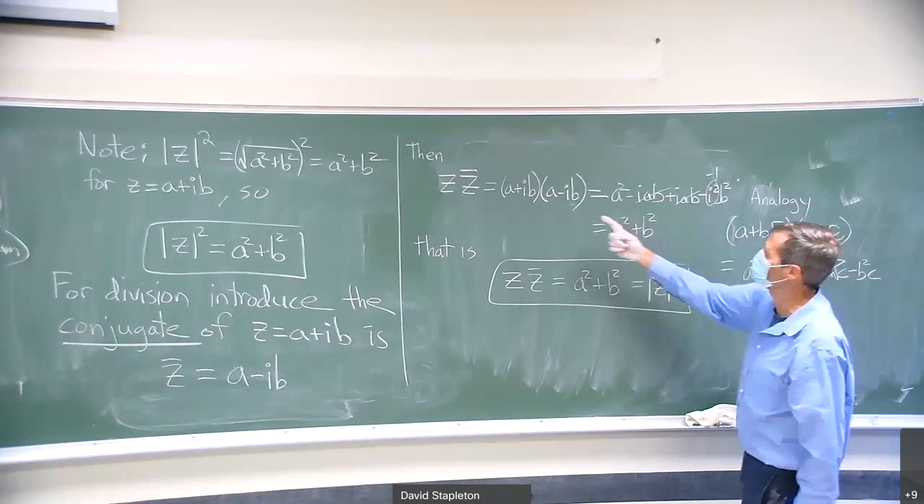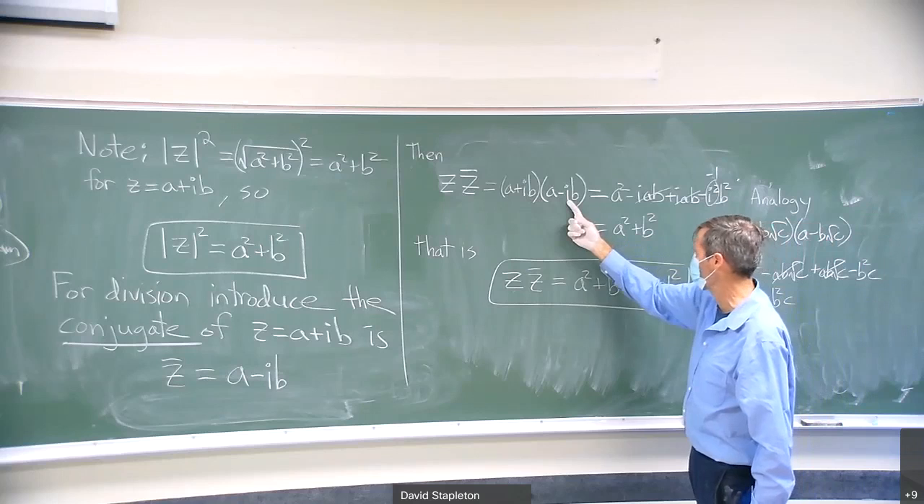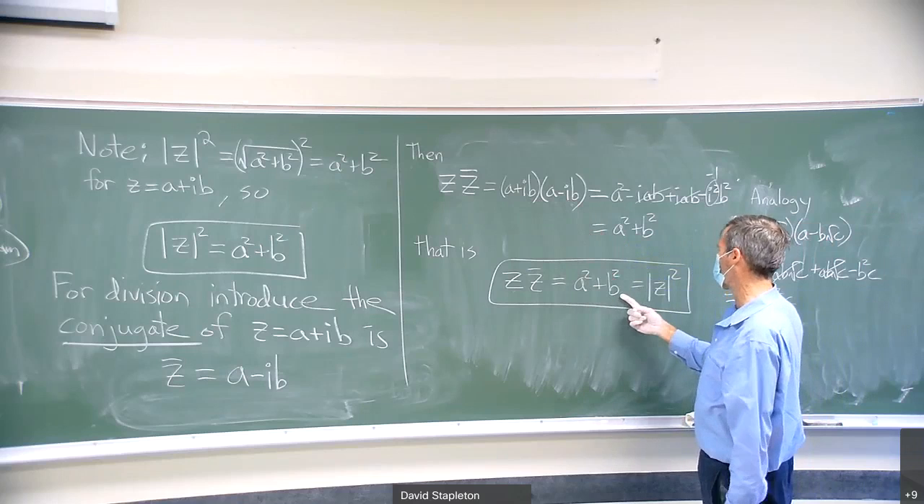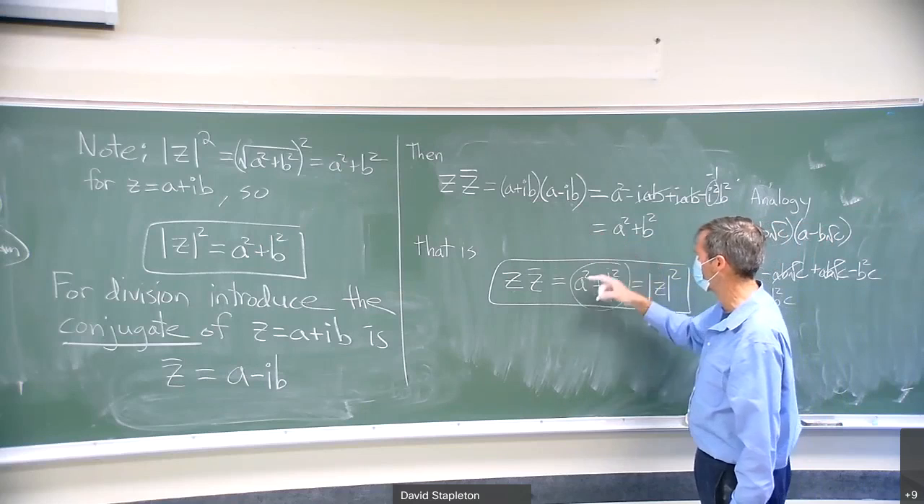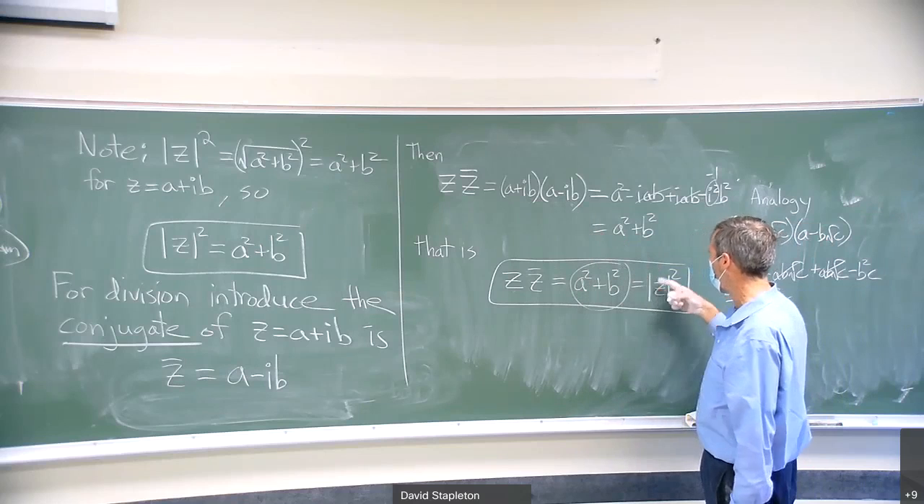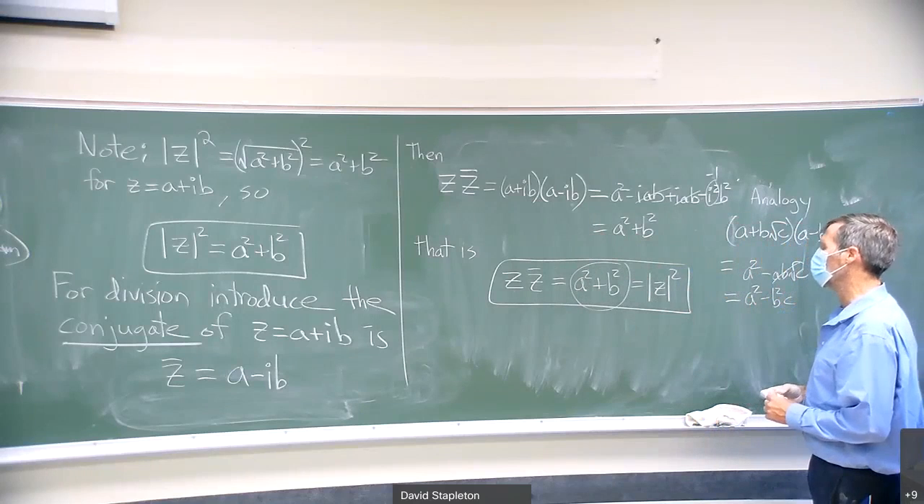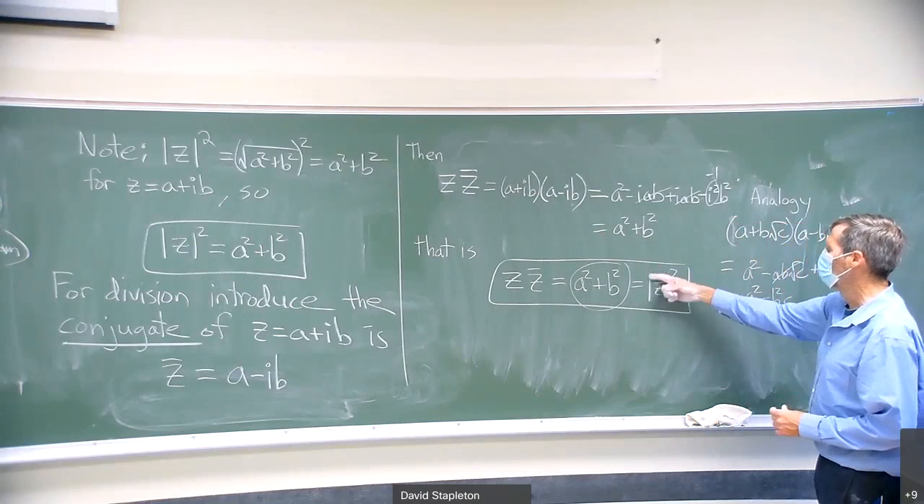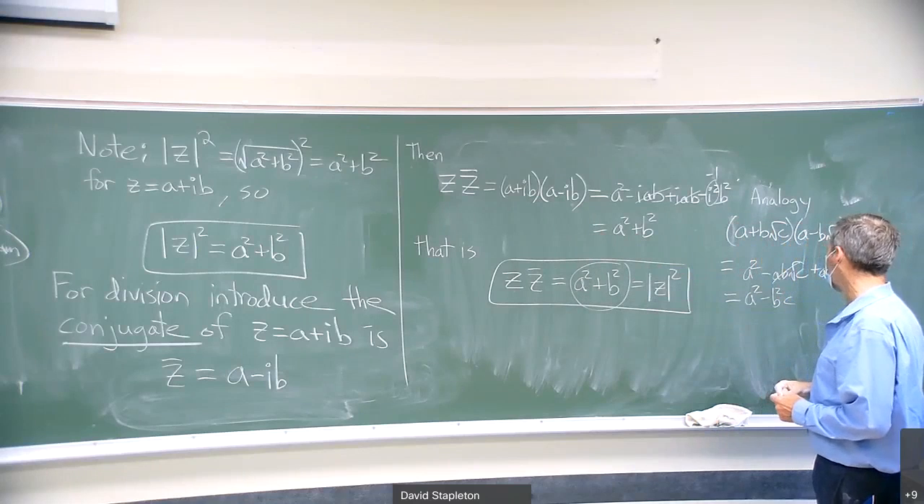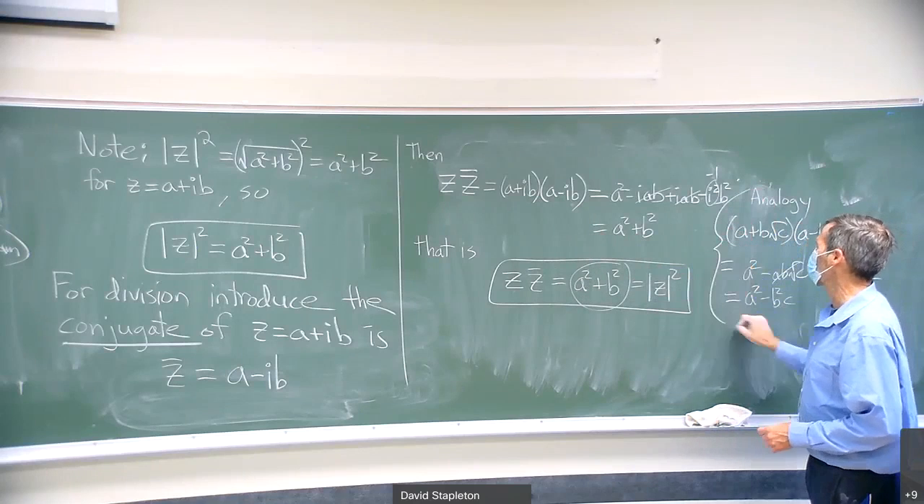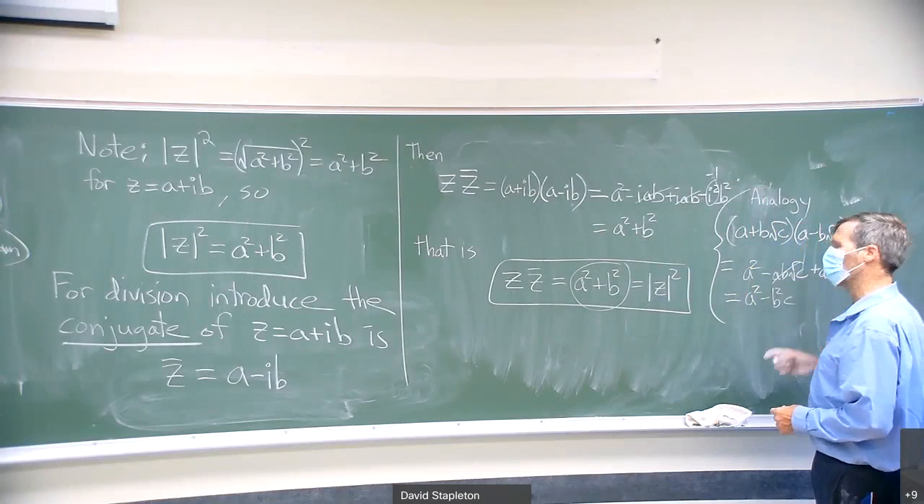Similarly here, when you multiply a complex number by its conjugate, the imaginary part goes away. So what you get here is the real number, right? A real number squared plus a real number squared, or the absolute value squared. So z times its conjugate is the real number a squared plus b squared. And it has this analogy of what you did with radicals. It gets rid of the bad part.